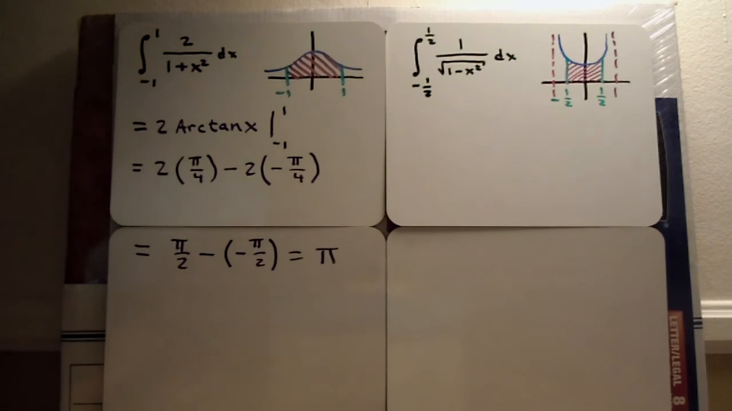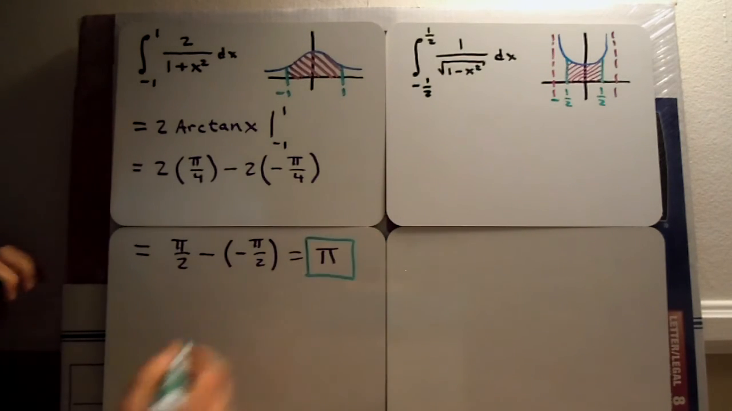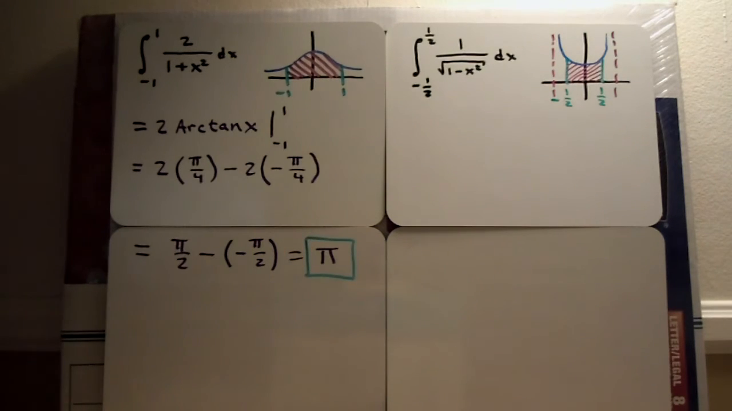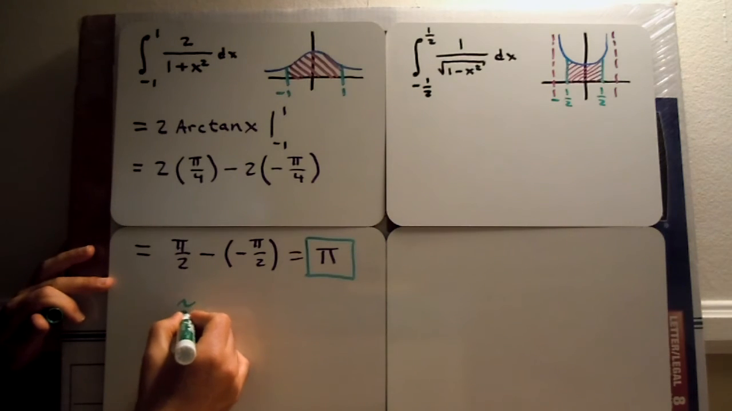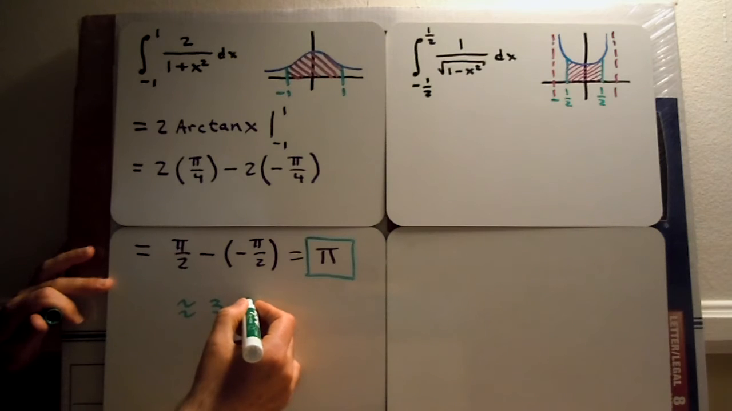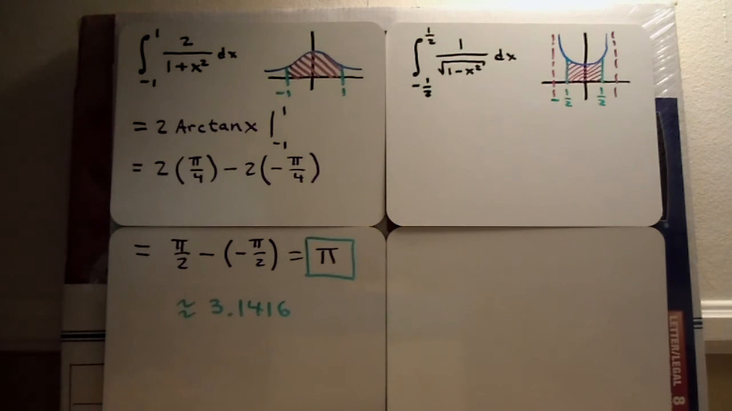What we're saying here then is that the area under this curve right here, from negative 1 to 1, that area is actually pi. One of the very many ways in mathematics that the number pi can be created. And you may recall that pi is approximately equal to 3.1416 taken to 4 decimal places.